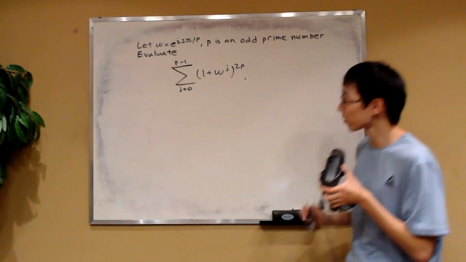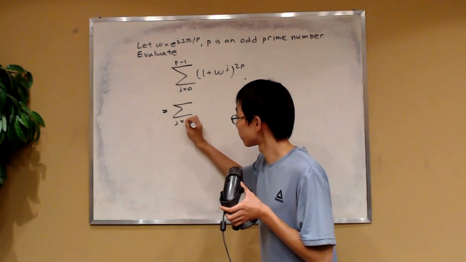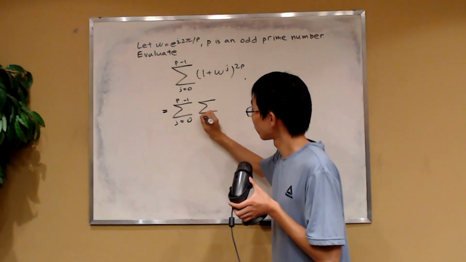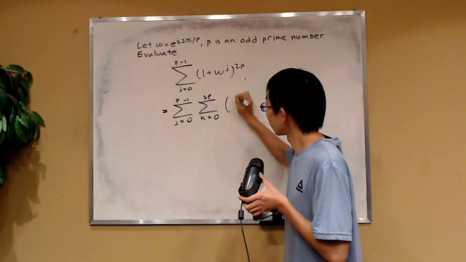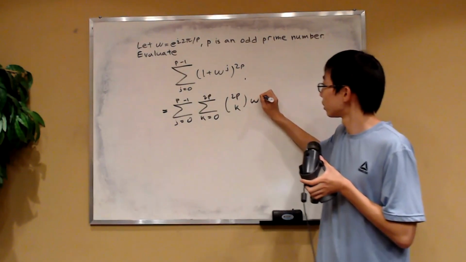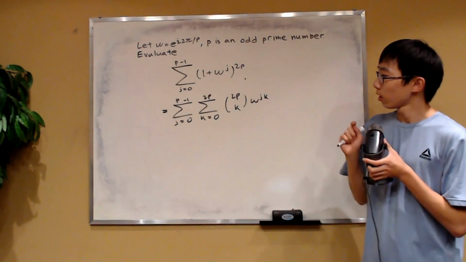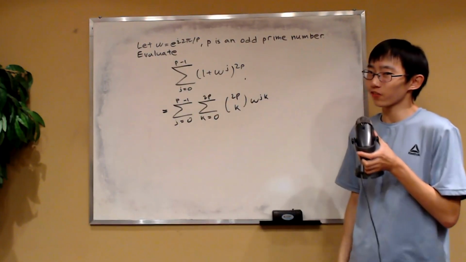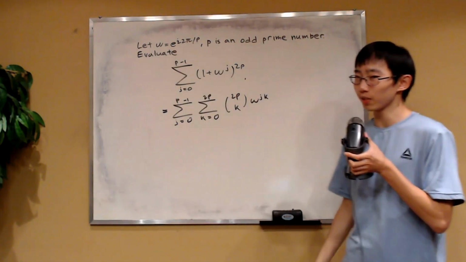So by the binomial theorem, this is equal to the sum as j goes from 0 up to p minus 1 of the sum, let's say k going from 0 up to 2p, of 2p choose k, times omega to the jk, by the binomial theorem once again. Okay, so we have double summations. Not very fun. But here's the thing. We can actually exchange the order of the summations.